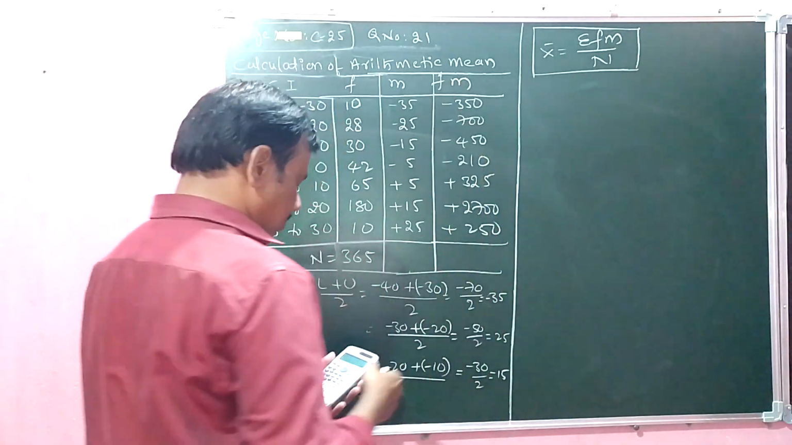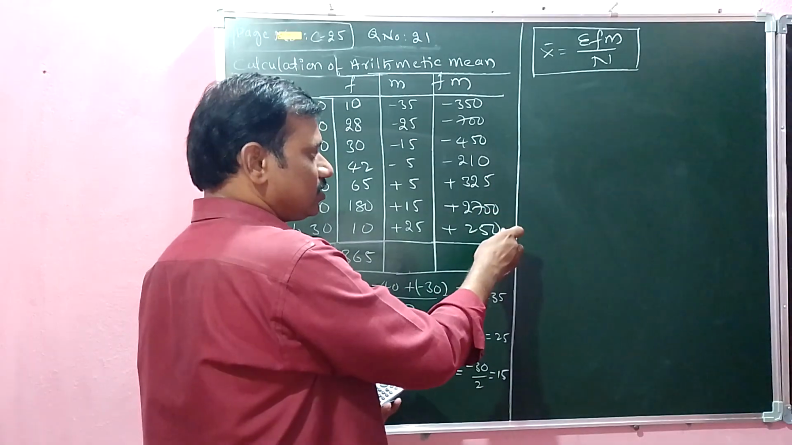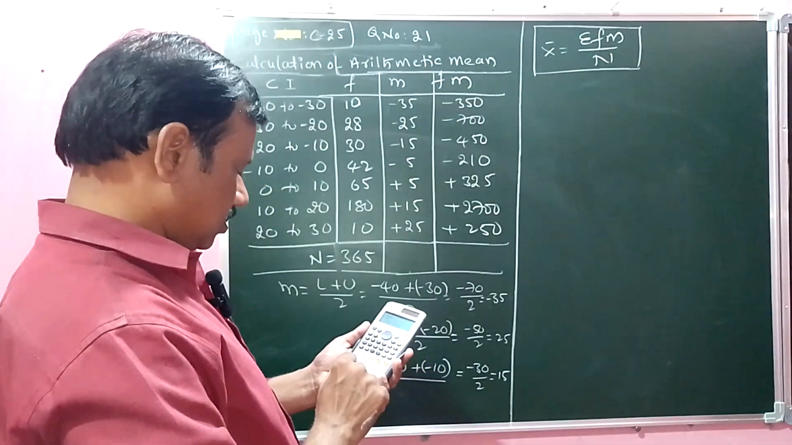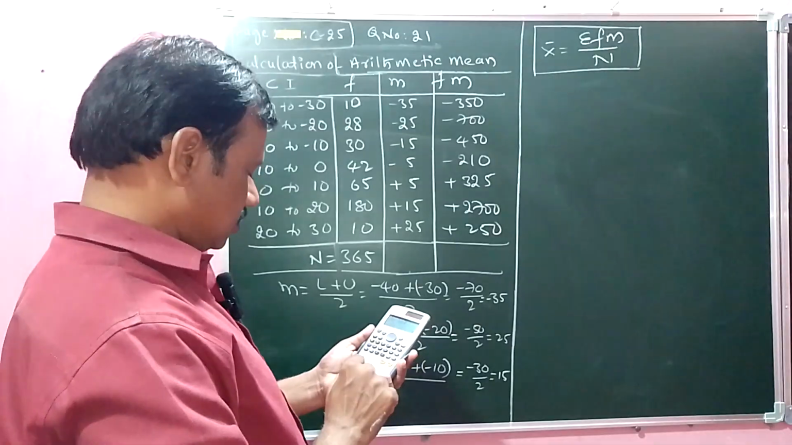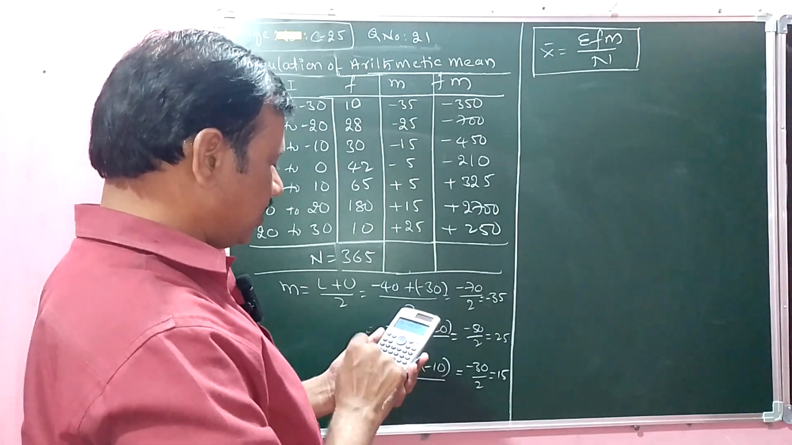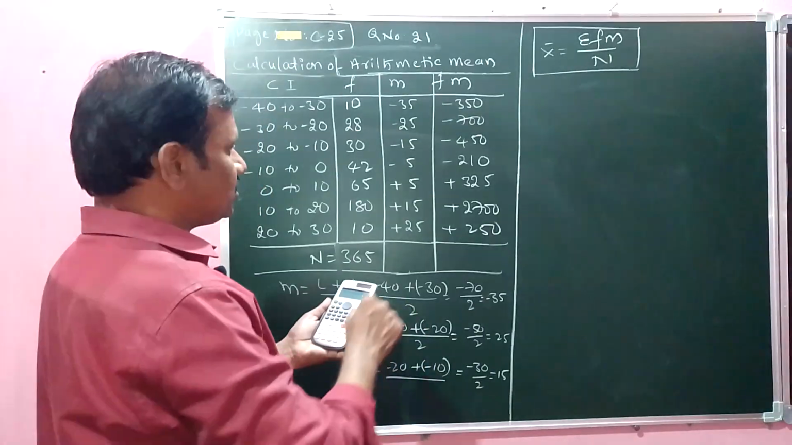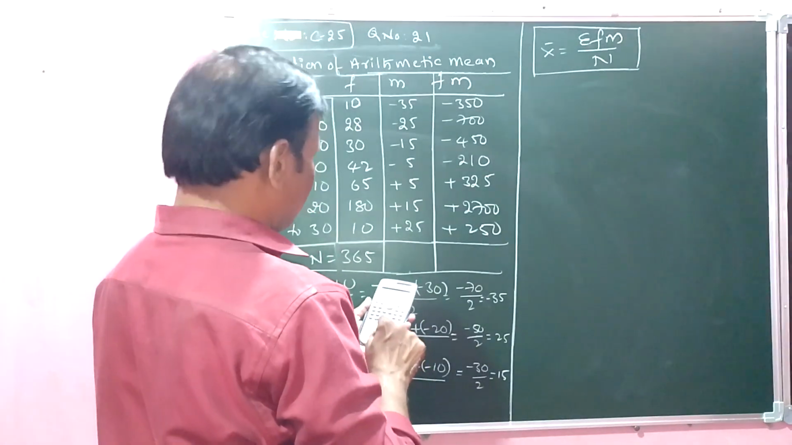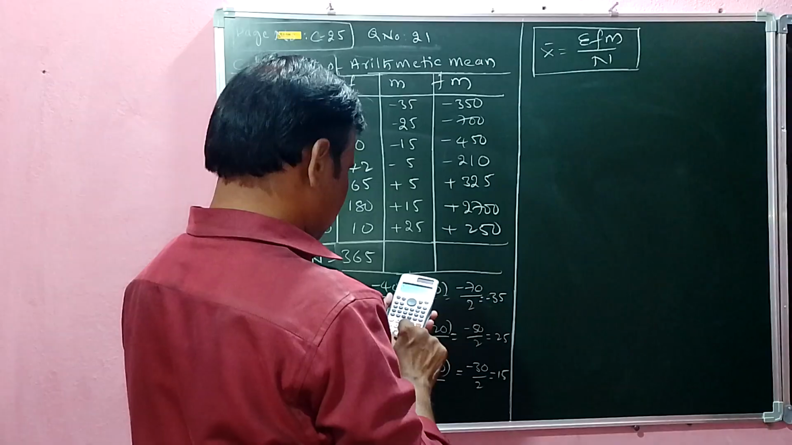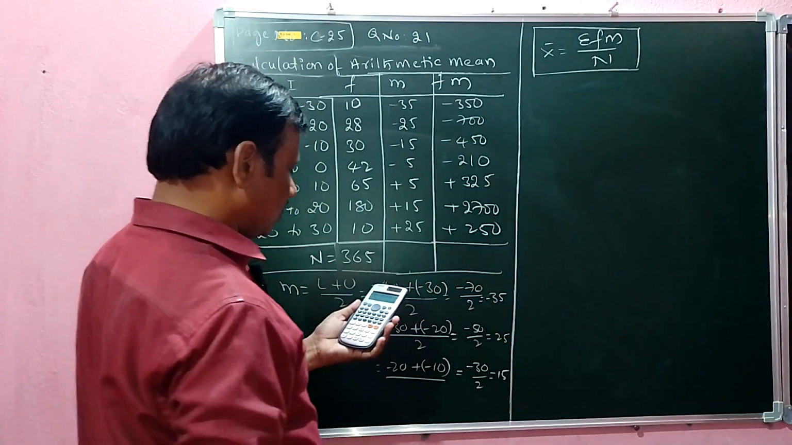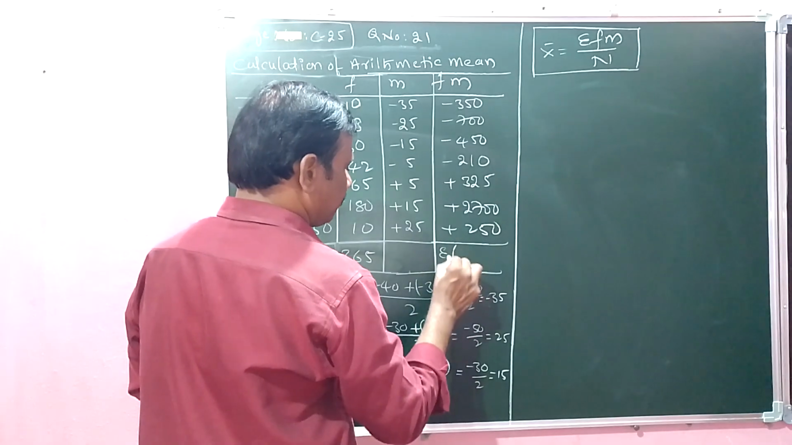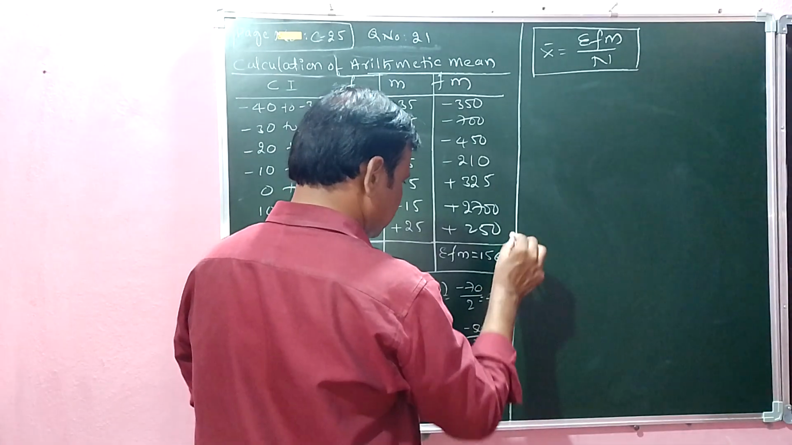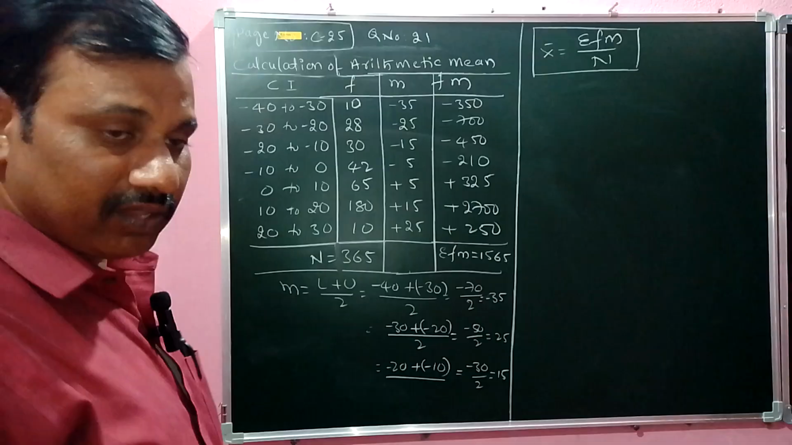Okay. So total. So first add plus figures, from that deduct minus figures. So 250 plus 2700 plus 325 minus 210 minus 450 minus 700 minus 350. So here sigma fm value is 1565. So that is the sigma fm value.